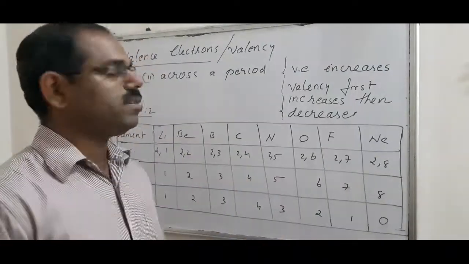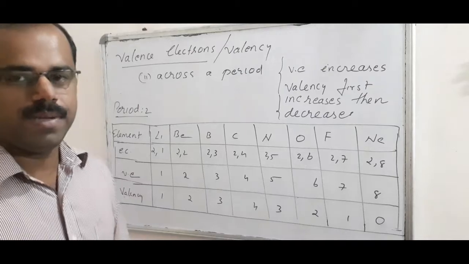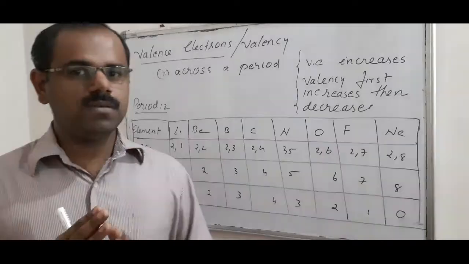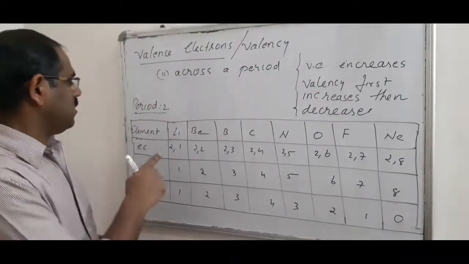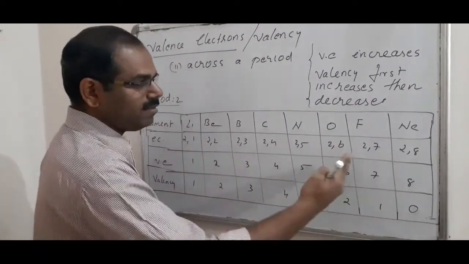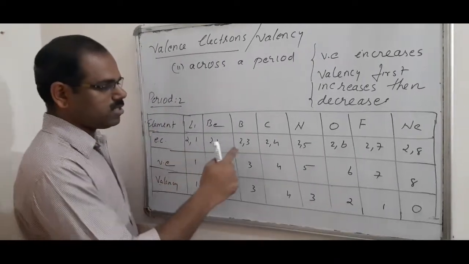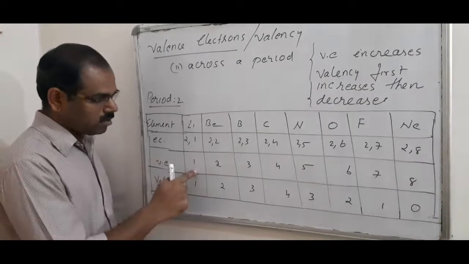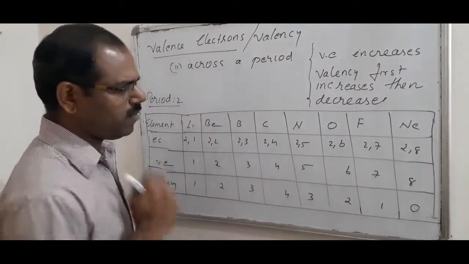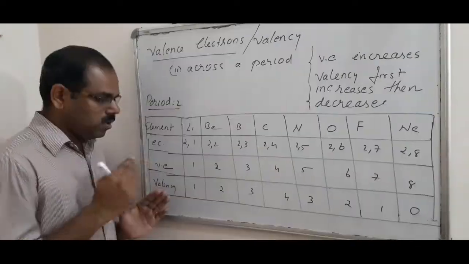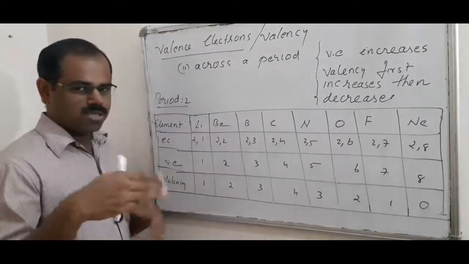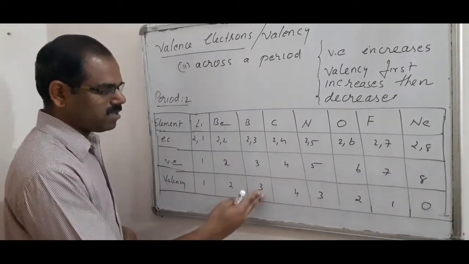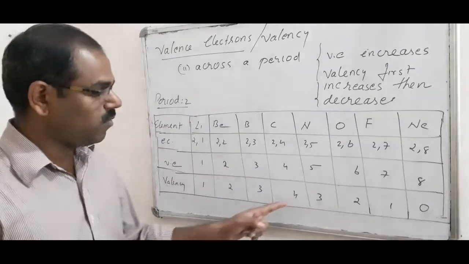Let us see the nature of valency and valence electrons across the period. Here we have period 2 on the board. Since it is period 2, we know there are 2 shells, the K and L shells. See the valence electrons: here 1 electron, 2, 3, 4, nitrogen has 5 valence electrons, fluorine has 7. Since the valence electron is 1, it loses it, so you get plus 1 valency; losing 2 electrons, valency 2; losing 3 electrons, valency 3; and normally carbon shares, so valency 4.